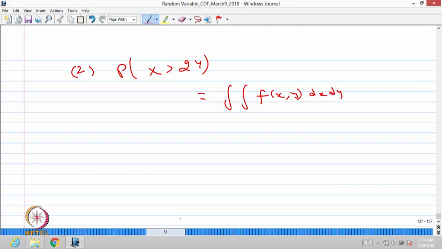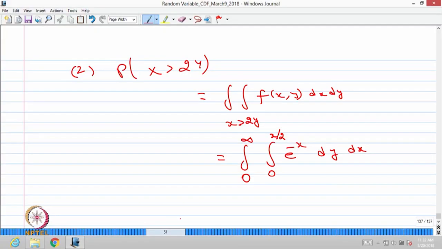We will go for the second problem. Find the probability of x is greater than 2 times y. This is also in a similar way, double integration of the joint probability density function over x greater than 2y. That is same as the double integration where the function is e power minus x with respect to y, that is from 0 to x by 2, because x is greater than 2y. So, the range of y is 0 to x by 2, range of x is from 0 to infinity.